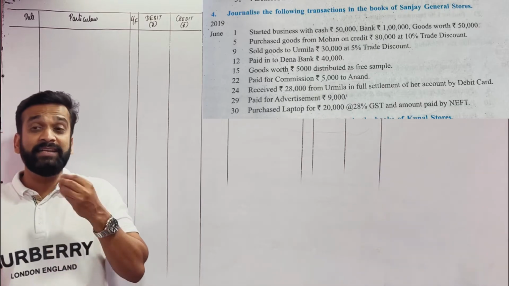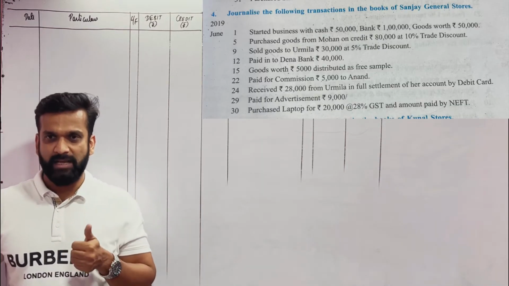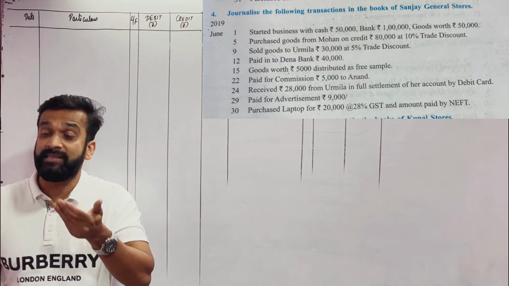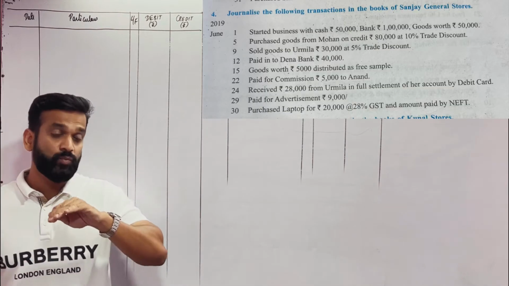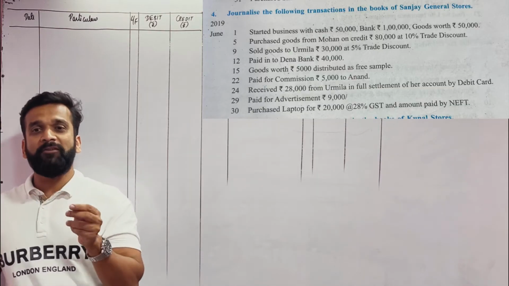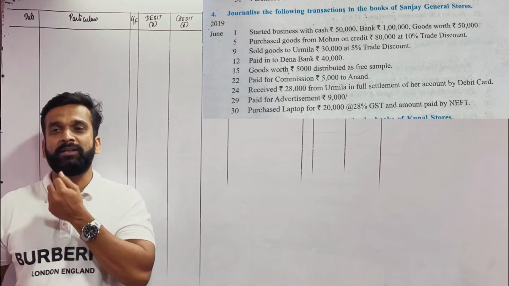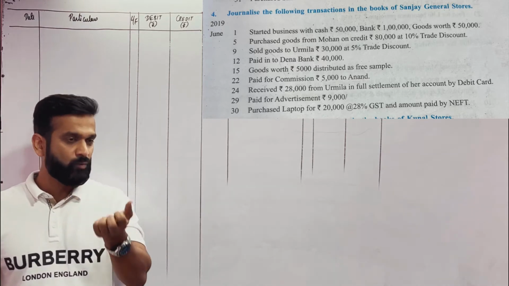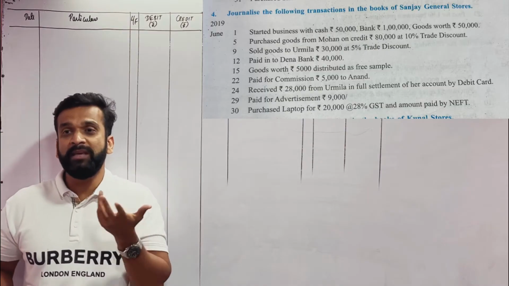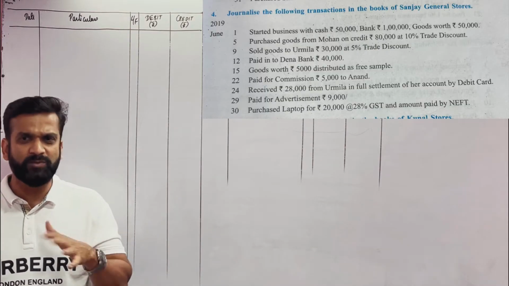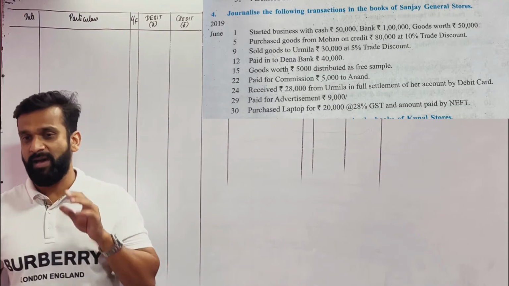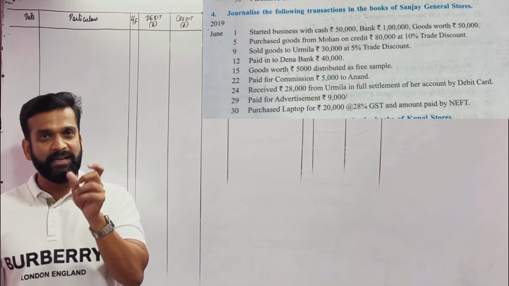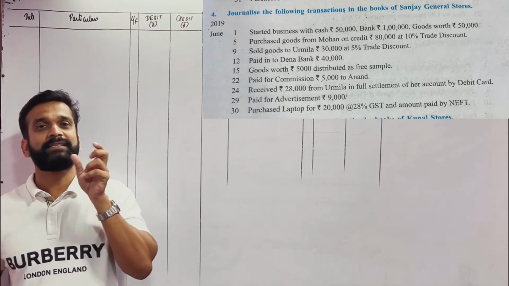Now, when you are starting the business with cash, bank and goods, that means you are starting the business with assets. The rule of real account is debit what comes in. And who is bringing this cash, goods and whatever? The businessman, the proprietor. That means the proprietor is the giver. That means it is the capital. It is called as capital account.